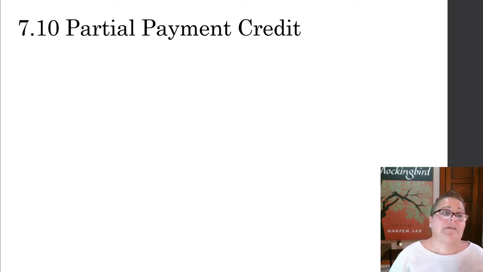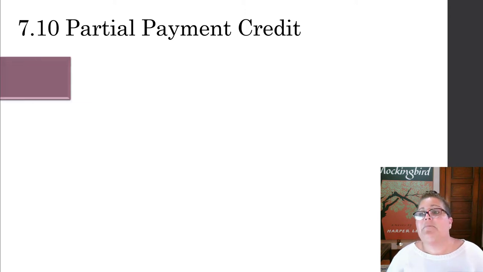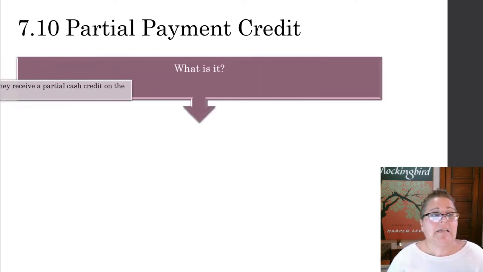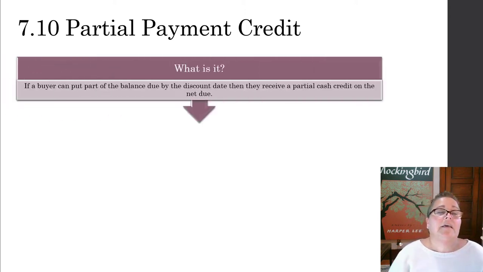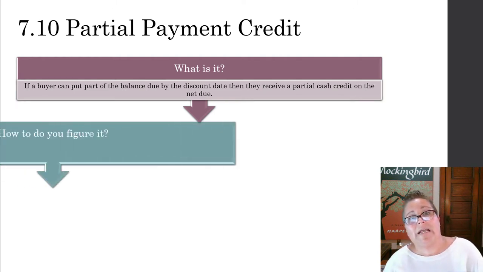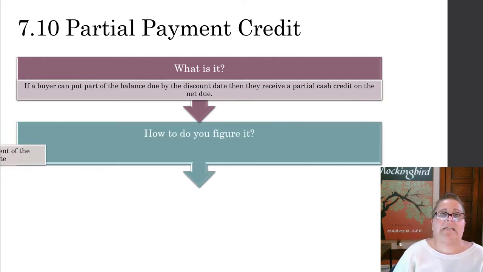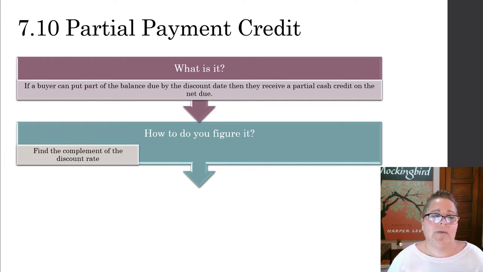Sometimes we use what's known as a partial payment credit. A partial payment credit is the credited amount when the buyer can pay early, but they can't pay the full amount. So if they have a large bill and they want to take advantage of the cash discount, they may send a partial payment, and then they will receive what's known as a partial payment credit based on the amount that they send. How do we determine the partial payment credit?